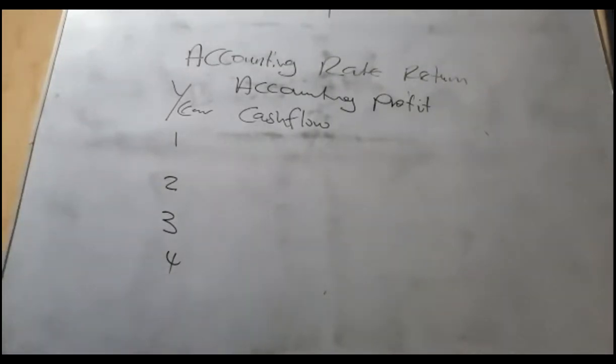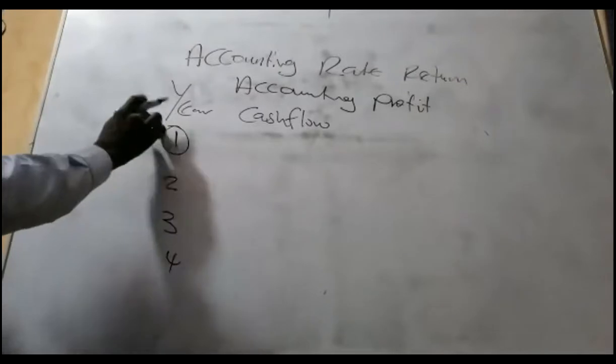Now let's see. So they have given us the cash flow for year one. With the accounting rate of return, you have to start from year what? Year zero. Payback, we start from year zero. With the accounting rate of return, start from year one. Sorry about the first statement. With payback, we start from year zero. With the accounting rate of return, start from year one. So let's go and record the cash flow.